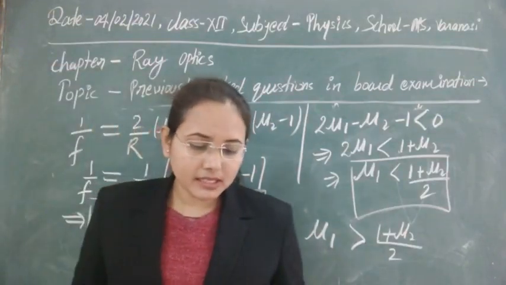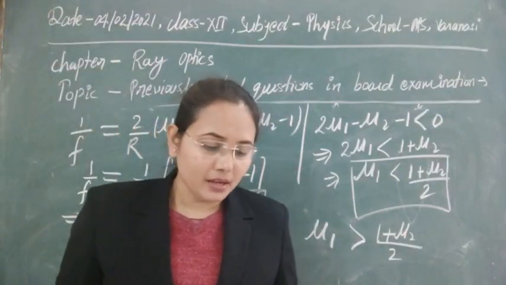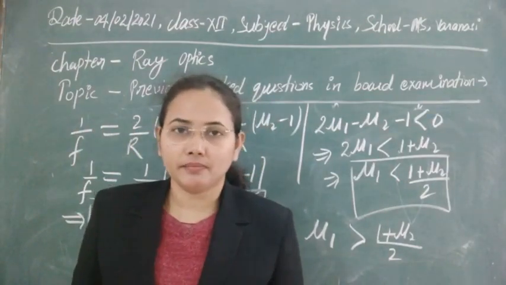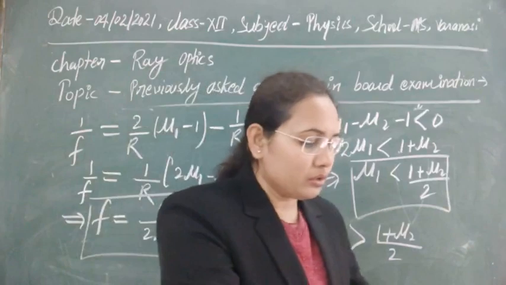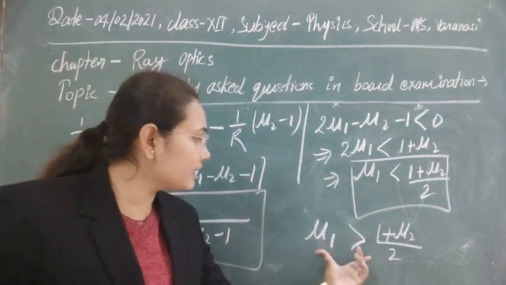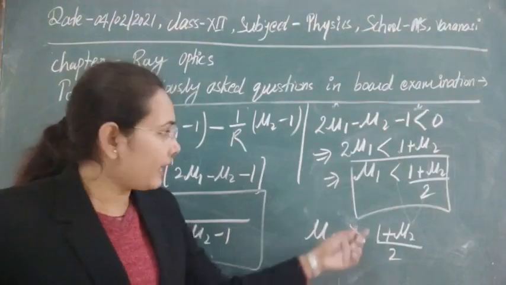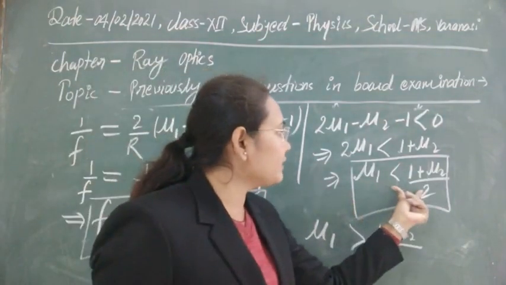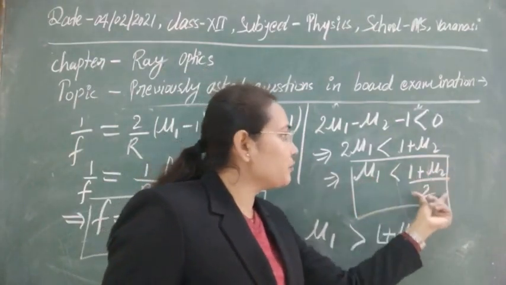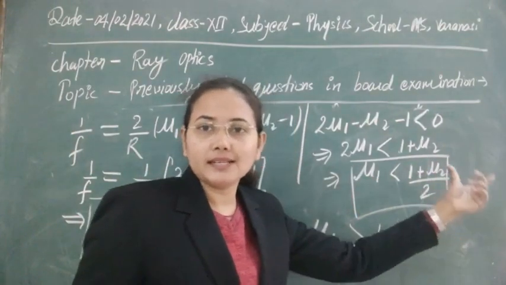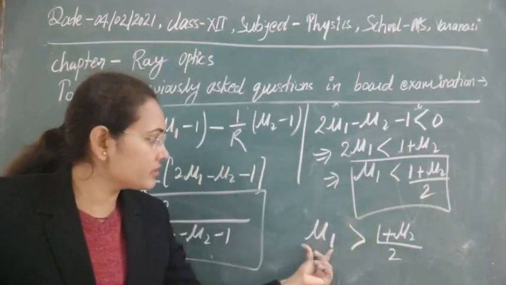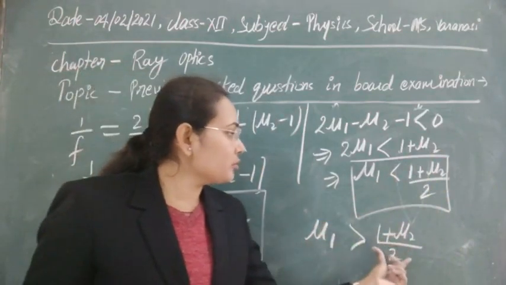When the object is kept far away from the lens, point out the nature of the image formed by the system. So here in this case, first of all, this condition is given in the question. As we are seeing, when this condition is fulfilled, meaning mu1 is less than (1 plus mu2) by 2, then the combination is acting as a diverging lens, and here the condition is just reverse: mu1 is greater than (1 plus mu2) by 2.